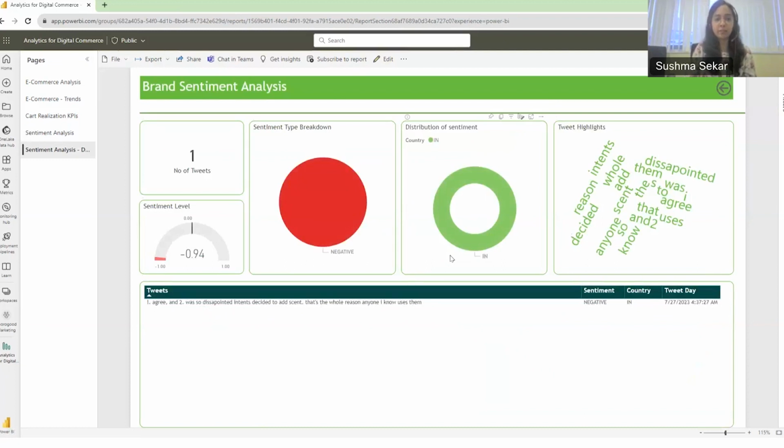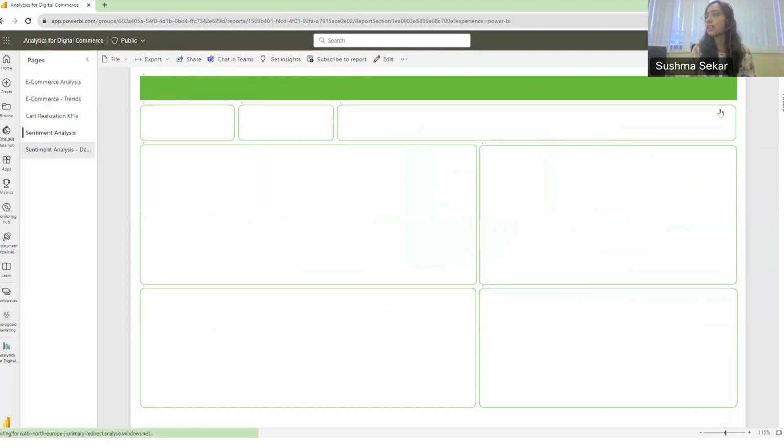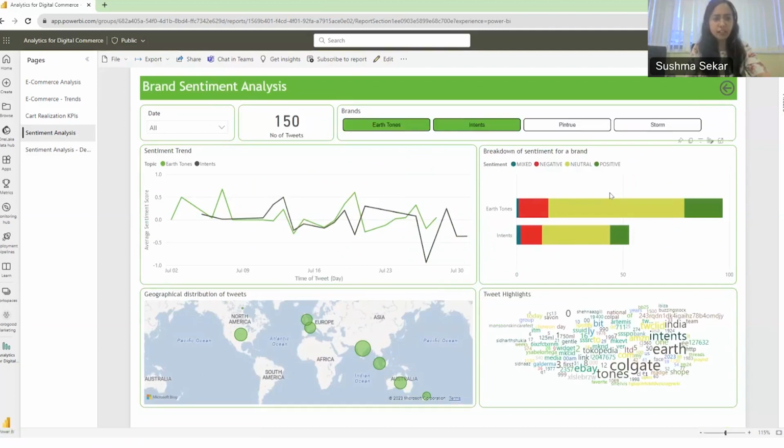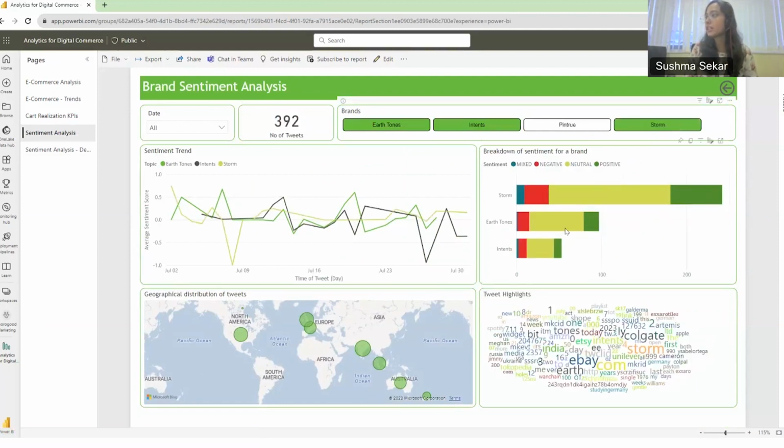So this is such valuable information, and brand managers can do further analysis to see if there are more such tweets coming in, perhaps create focus groups to investigate and maybe address this. So I can also compare my brands with a competitor brand to see if there are things that are specifically working for them. So say, for example, Storm is a competitor brand, and I'm adding that to my selection. So I see a lot more engagement for Storm.